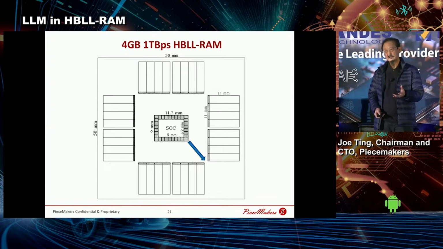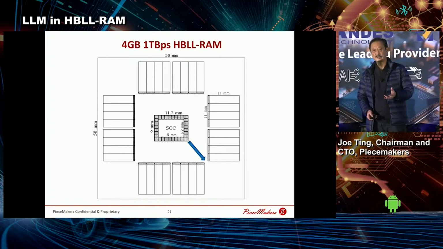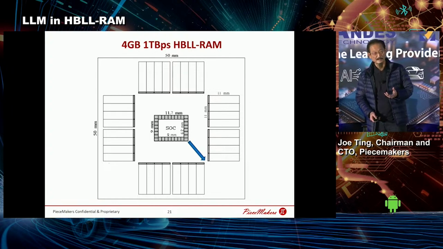Today, one of our customers is trying to use even the low-density HBLL RAM for the large language model. 8 of them can provide 4 GB density for a small language model. But the bandwidth is high. It's 1 TB per second. And the board is cheap, very low cost.